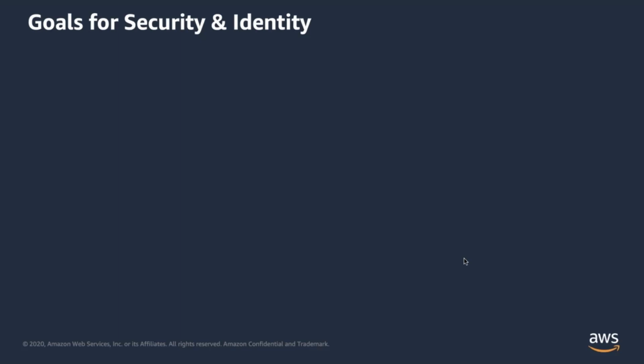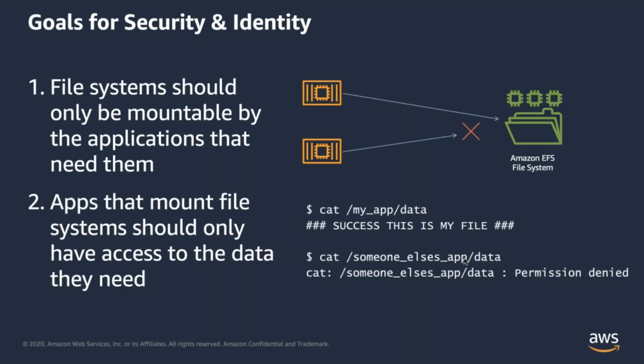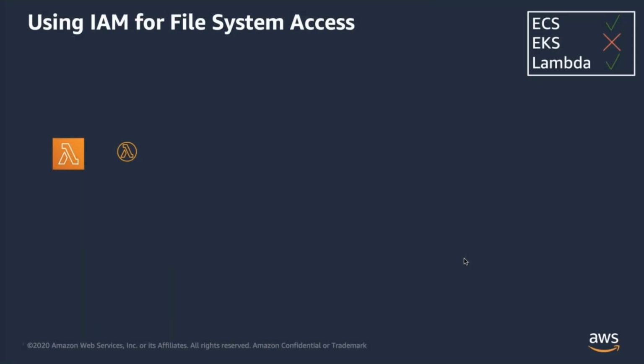So with security and identity, it all comes down to two goals that you have. One is file systems should only be mountable by the applications that need them. Two is that applications that mount a file system should only have access to the data that it needs. So in this case, you want to make sure that a file system that is shared between 5 apps can get accessed only by those 5 applications. That's number one. And number two is each of those applications should only see the data that it needs, not the data for the other applications. Let's look at how to achieve that.